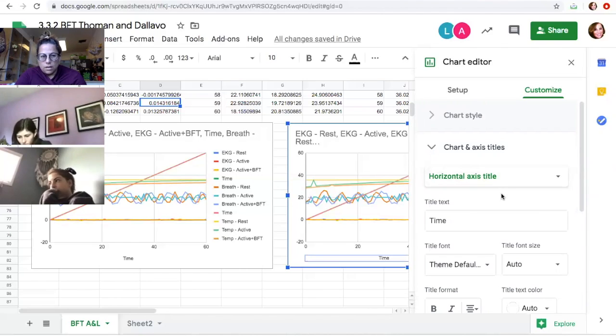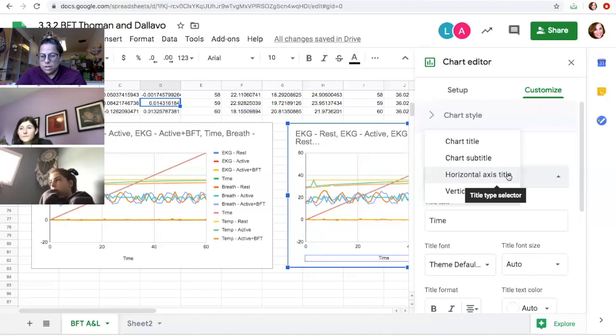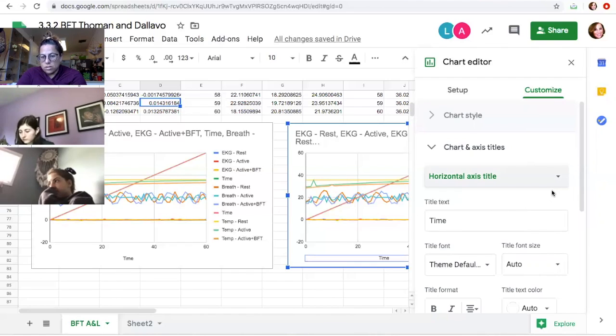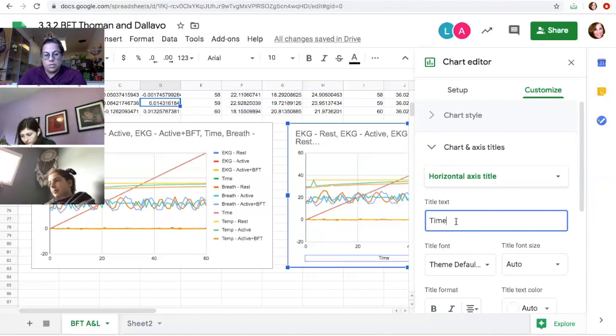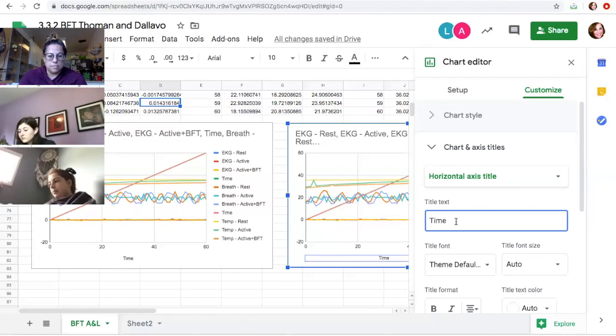And at the top of it, it should say horizontal axis title, right? You can click it and change it to that. Exactly. It doesn't matter where you start, but you're going to change all these titles to what you want them to be. So if you have horizontal axis title, it probably says time already, correct? But I would just add your units there. So maybe in parentheses, you put seconds.